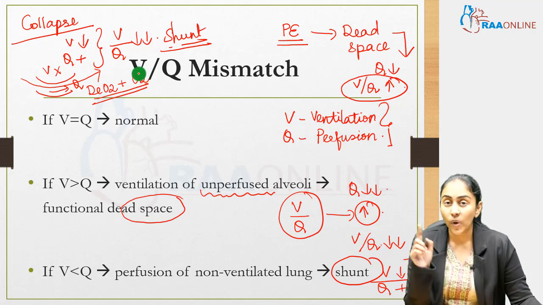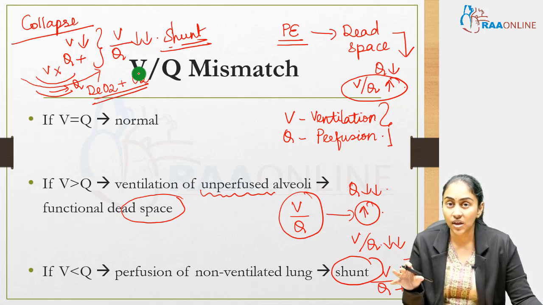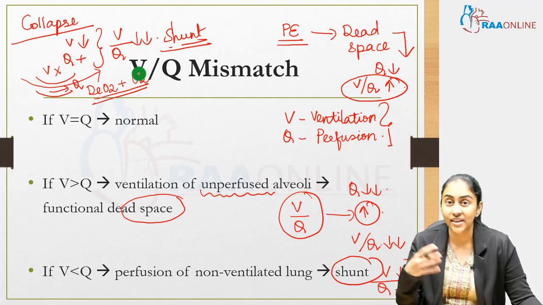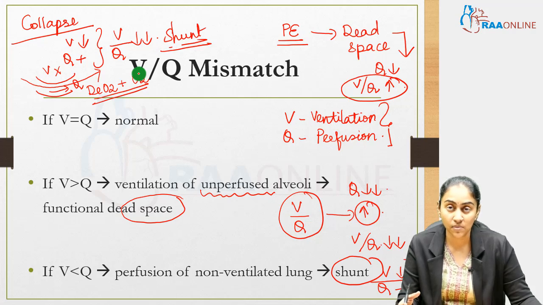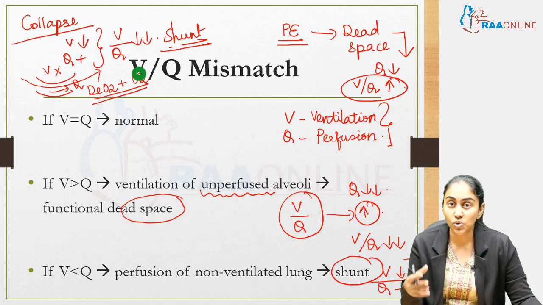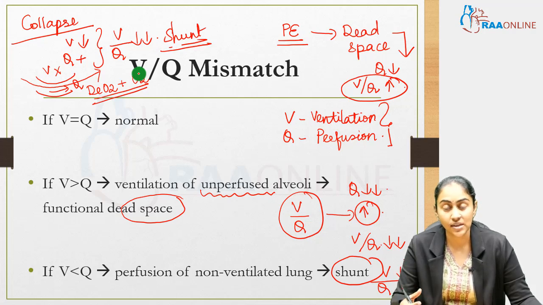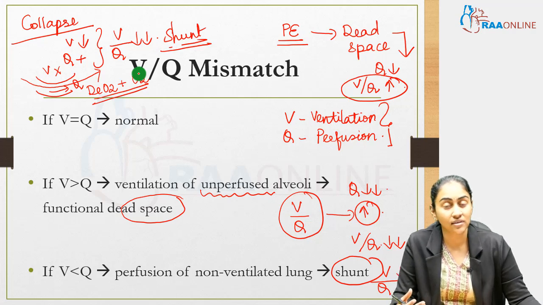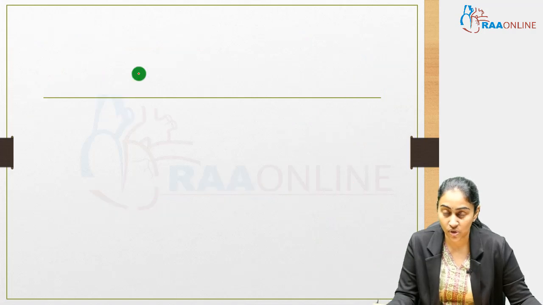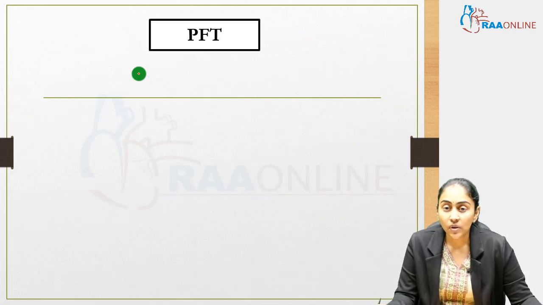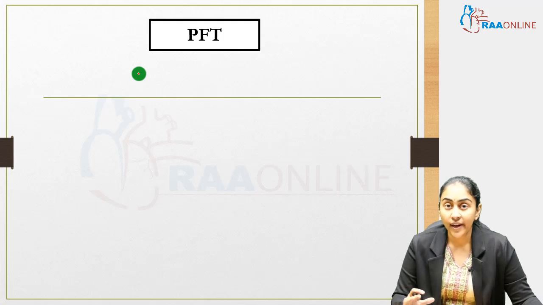So remember, whenever the VQ ratio is described to have increased, you're dealing with a dead space physiology like pulmonary embolism. Whenever the VQ ratio is decreased, you're dealing with a shunt physiology like collapse. Whenever there's a shunt physiology, it's very difficult to increase the saturation, to increase the PaO2. Even if we increase the FiO2, the PaO2 doesn't respond as well as what we would see in a dead space physiology.